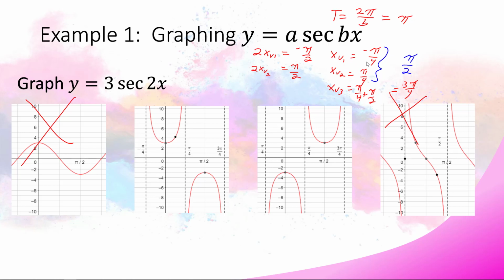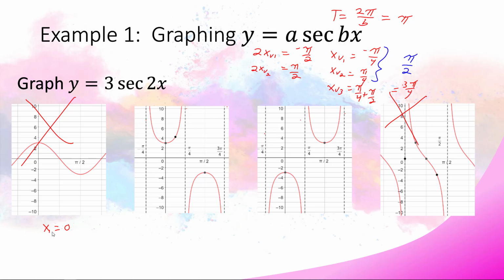We would have xv1 equal to negative pi over 4, which actually is this one and this one. xv2 is pi over 4, which is this one and this one. And xv3 is 3 pi over 4, which is this one and this one. So this doesn't really do us any good. So we need to look at the midpoints. Now remember, the first midpoint, I'm going to call it x1, is halfway between negative pi over 4 and positive pi over 4. So x1 is equal to 0.